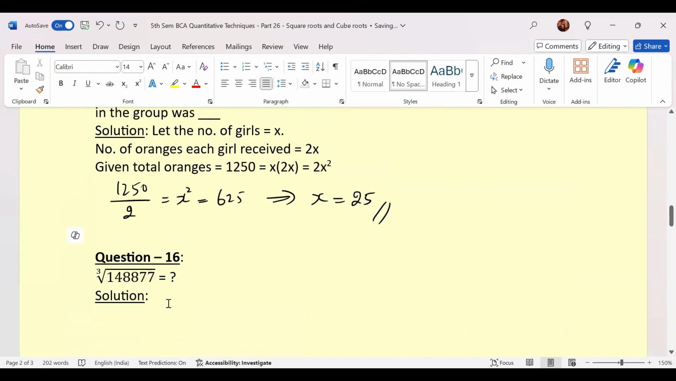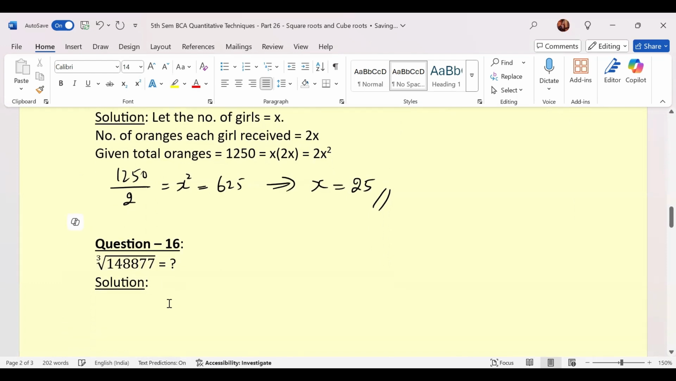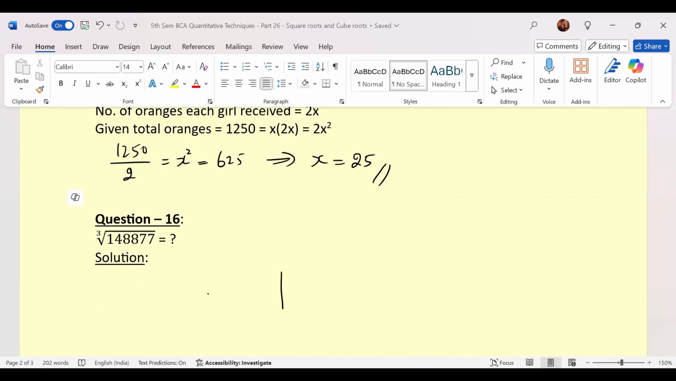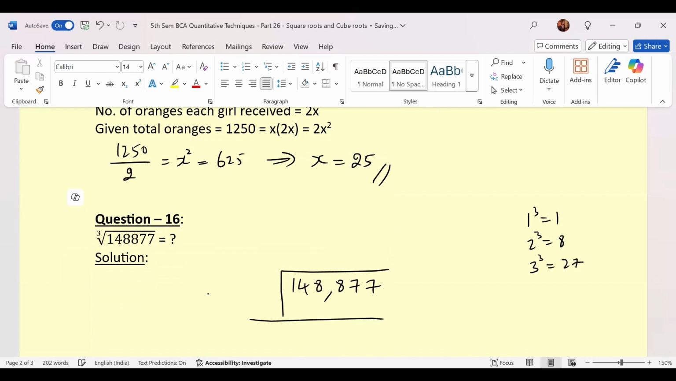Find the cube root of 148877. So, similar to square root, we will be doing a long division. Here, after 3 digits, you put a comma. So first, the cube we have to see. We have 1 cube equal to 1, 2 cube equal to 8, 3 cube is 27, 4 cube is 64, 5 cube is 125, and 6 cube is 216, which is exceeding 148. So I should choose only 125.